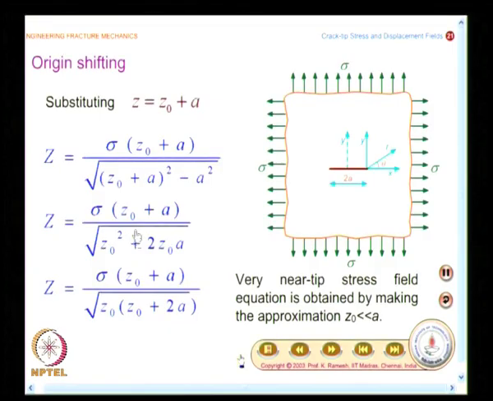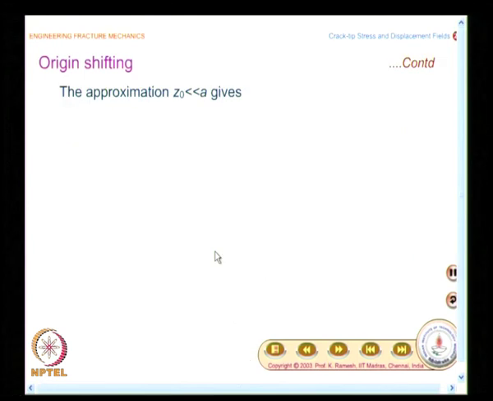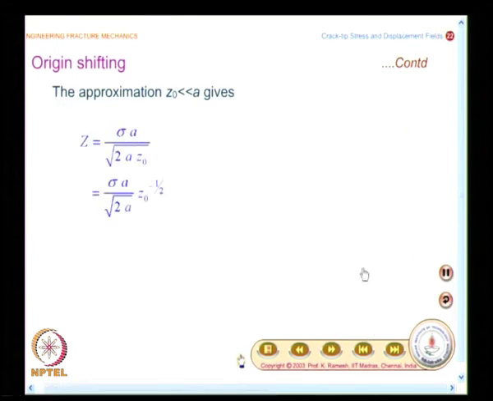So, when I do this, this expression could be simplified, and you can simply write this capital Z, which is z naught plus a, as simply a, because z naught is small, and when you say z naught is small, z naught square will be very, very small. So, I will eliminate this. So, I will have only sigma a divided by root of 2 z naught a, which could be recast in this fashion.